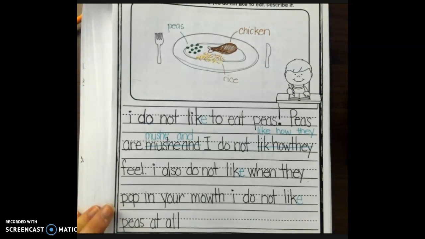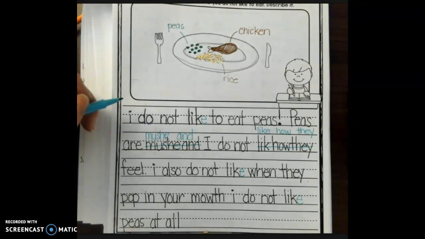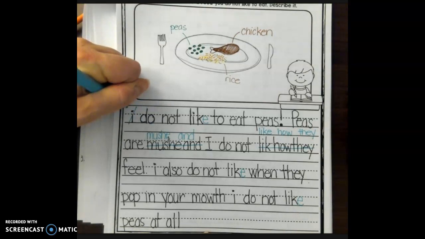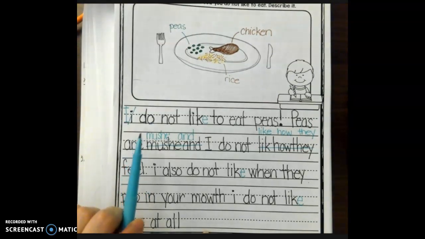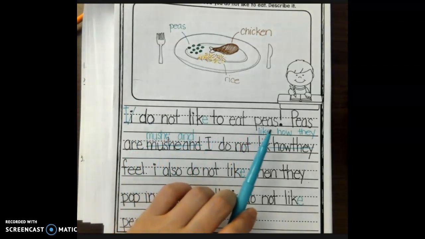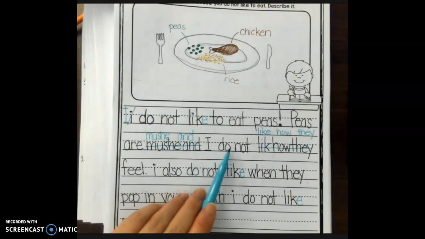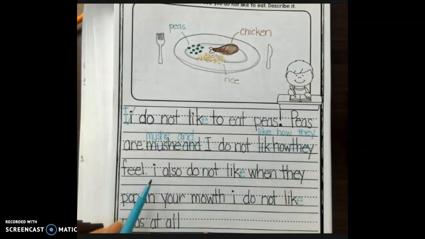I'm going to do capital letters first. Well, that's the beginning of a sentence, and it is not uppercase. So I'm going to cross it out, and I'm going to rewrite it. I do not like to eat peas. Peas, okay, that's uppercase, good, are mushy, and I do not like how they feel.